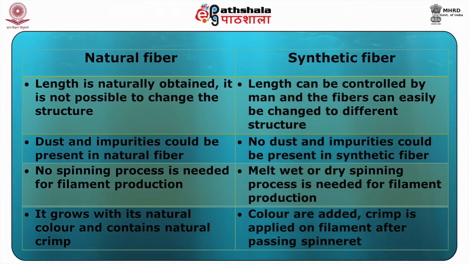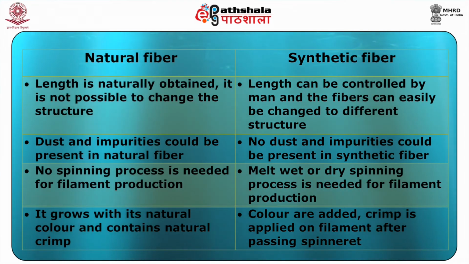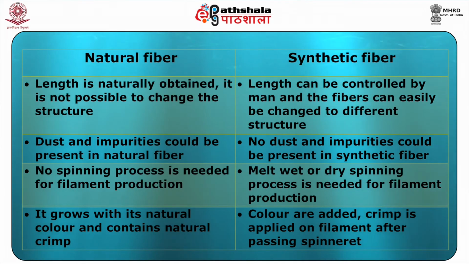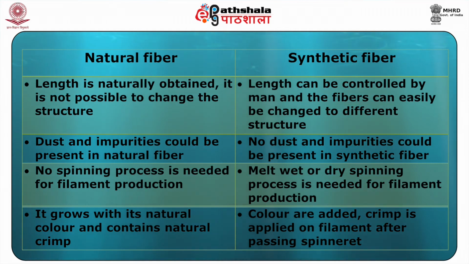Natural fibers have dust and impurities present on them, whereas no dust or impurities can be seen in synthetic fiber. No spinning process is needed for filament production in natural fiber, whereas melt, wet or dry spinning process is required for filament production in synthetic fiber. Natural fiber grows with its natural color and contains natural cream, whereas color is added and cream is applied on the filament after passing the spin rate in synthetic fiber.